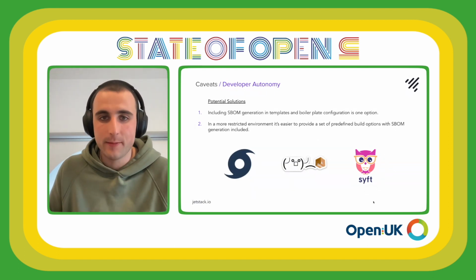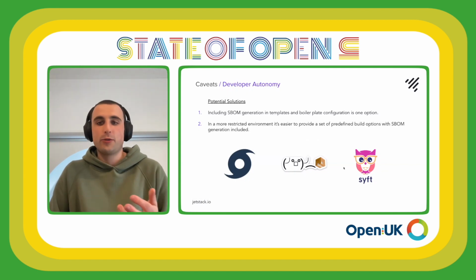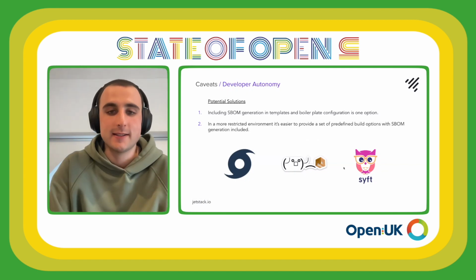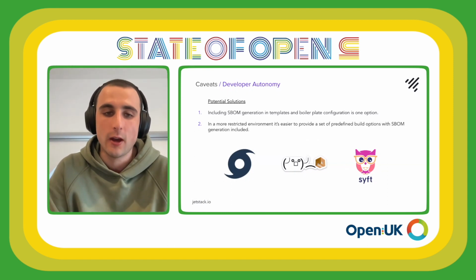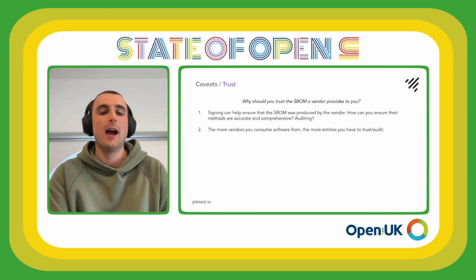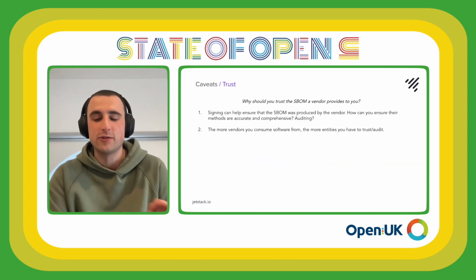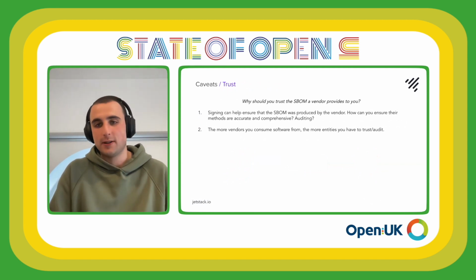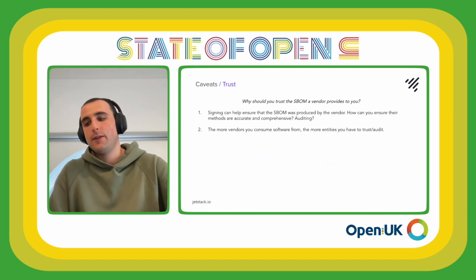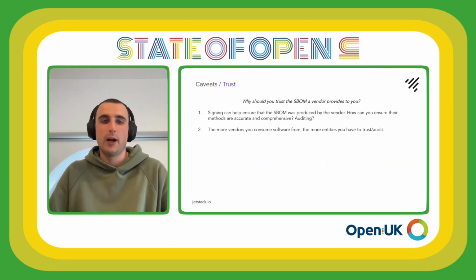But in a more restricted environment, it might be easier to provide a set of predefined build options with SBOM generation included. So as I said before, you might say to your developers, you must build your Go image with Ko, or you must use the CycloneDX tooling. And if you decide to do so and you figure out how to get it right, which might need some signal attenuation, you could choose Syft as well. But in a more restricted environment, you might want to say, here are the requirements you need to hit in terms of the build options that you select in your pipelines.